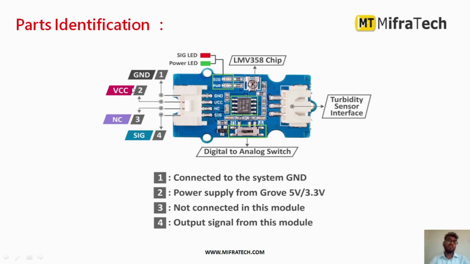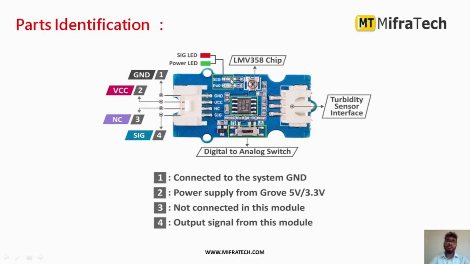to anything. VCC we have to connect to the power supply, ground we have to connect to ground, and the signal pin you can connect as an input to any digital or analog pin. There is also a digital to analog switch here. You can change this switch in order to get the particular digital or analog output. It mainly has an LM358 chip, and there are two LEDs, one is a signal LED and one is a power LED. Whenever we provide power supply to this module, the power LED will be glowing. Whenever it detects turbidity, the signal LED will be glowing.